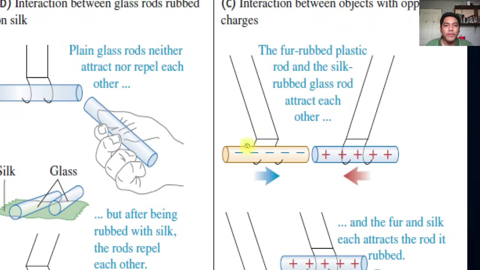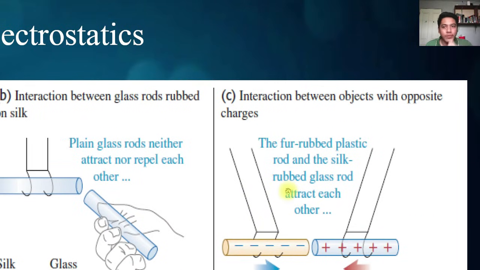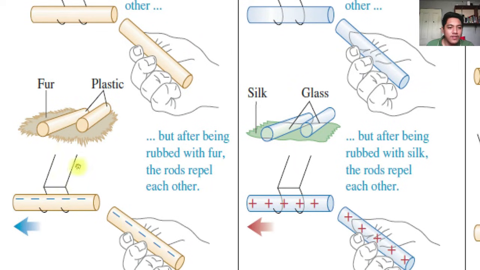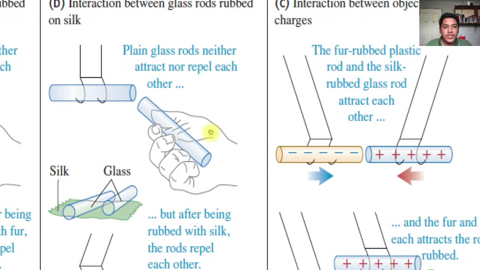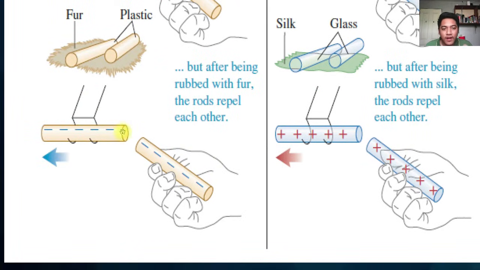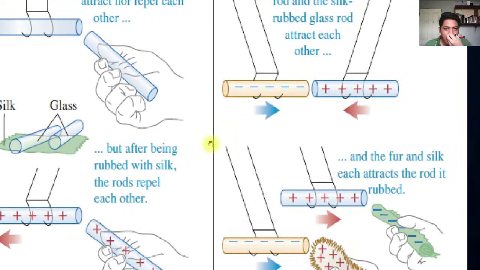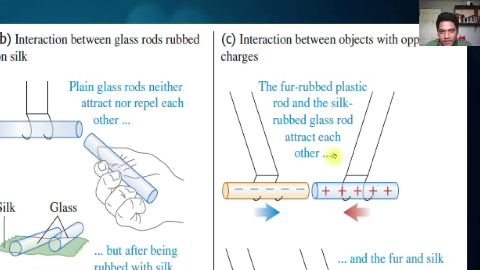But in our image letter C, we have the interaction between objects with opposite charges. If we bring the plastic rod and the glass rod together, since the glass rod after the rubbing process, after the charging process, became positively charged and the plastic rod became negatively charged, certainly they should attract each other because they have opposite charges.